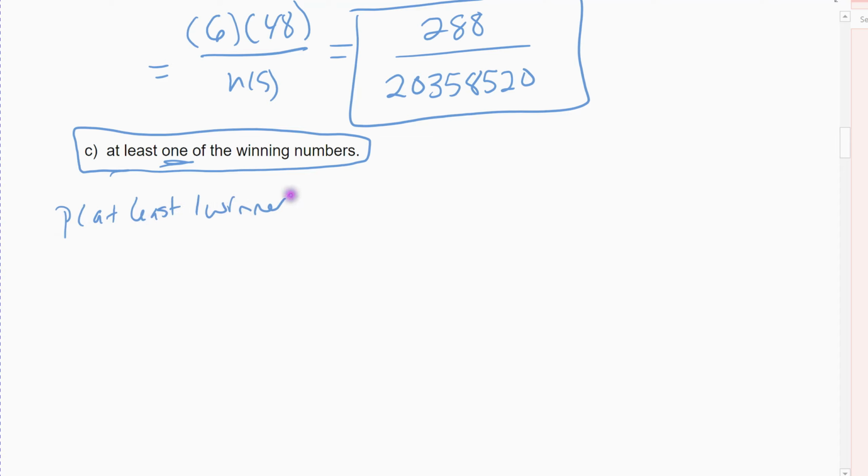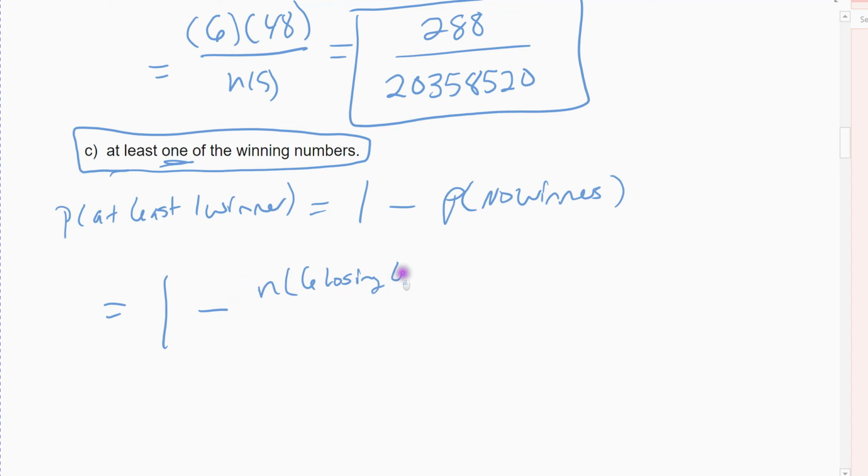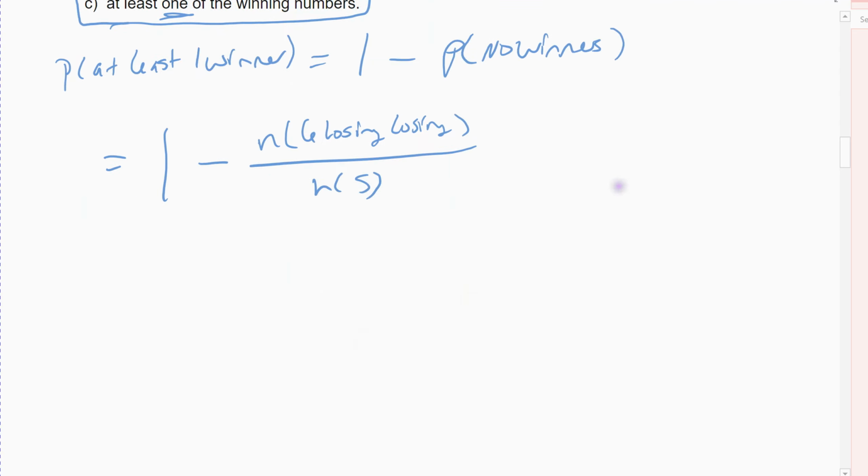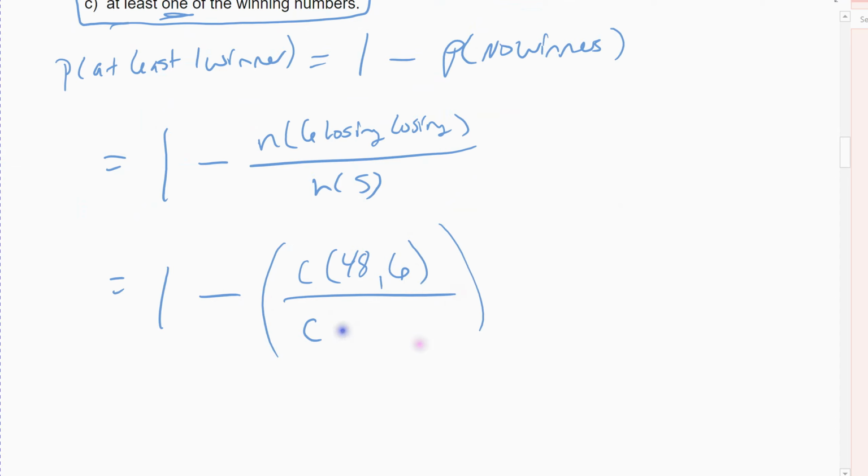The probability I get at least one winner is 1 minus the probability I don't get any winners. There are no winners, all 6 are the losing numbers. So 1 minus the number of ways to get 6 losing numbers over the number in my universal set. So it's 1 minus, well, combination up top, I'm going to pick 6 of the 48 that are non-winners, losing numbers. This is still my universal set, 54 choose 6.